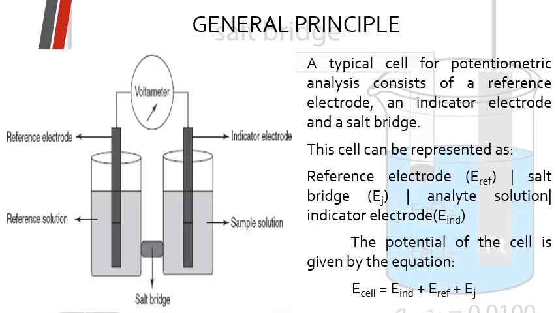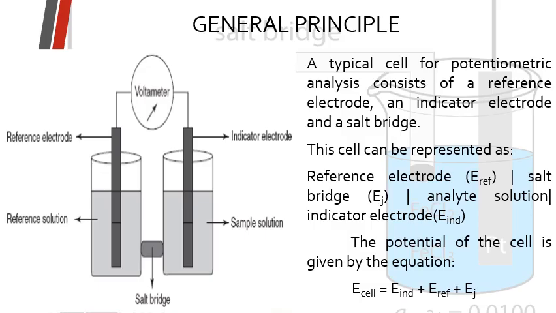The E reference is a half cell having a known potential that remains constant at constant temperature and is independent of the composition of the analyte, like the calomel electrode and the silver chloride electrode. An indicator electrode has a potential that varies with variation in the concentration of an analyte. Most indicator electrodes used in potentiometry are selective in their responses. Metallic indicator electrodes and membrane electrodes are the types of indicator electrodes.